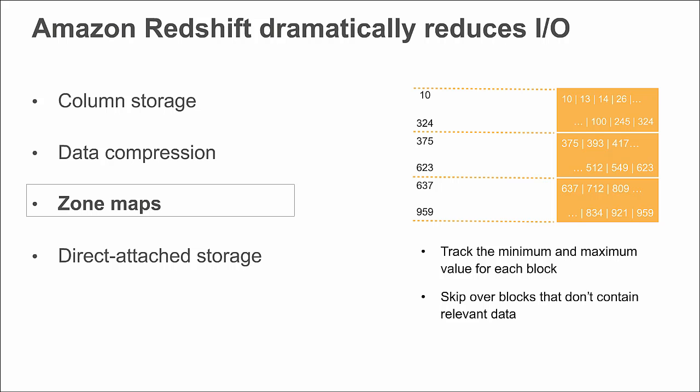Zone maps are another way that I/O is reduced. For columns which are sorted by a sort key, Redshift keeps track of the minimum and maximum values of each of those keys for a block of data. When you execute a query against those keys, it knows within the range where that data is stored, and it allows it to get to that block of data faster to be able to get the data back more quickly for a query.